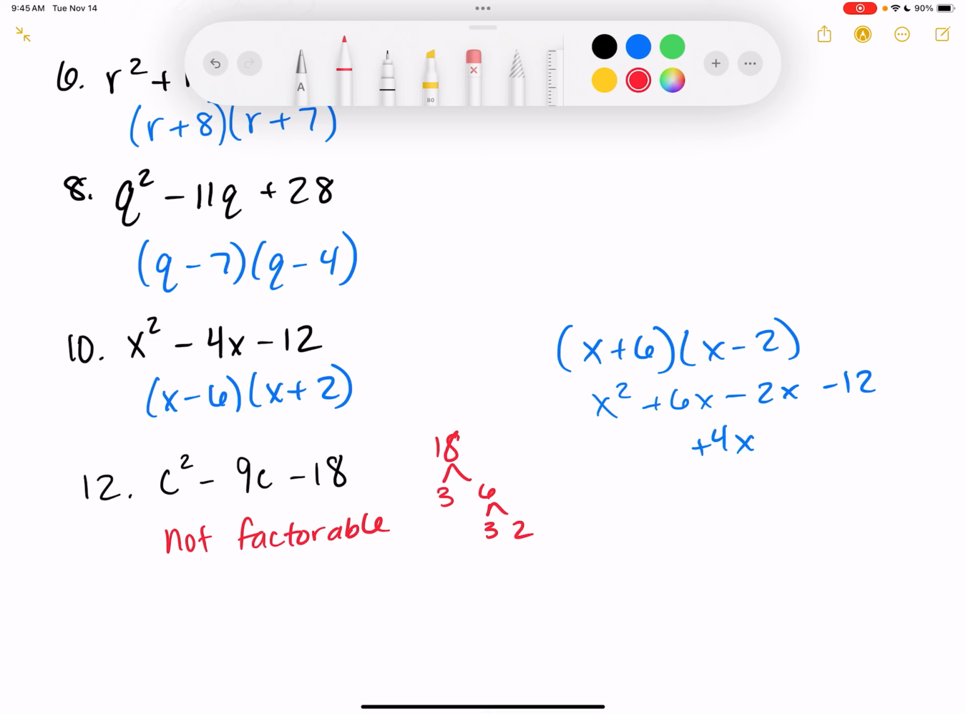Okay, because there's no factors that when I combine them give me the numbers that I need. 6 and 3 obviously multiply, or I can multiply negative 6 and positive 3 and get negative 18, but when I combine them, I don't get negative 9.